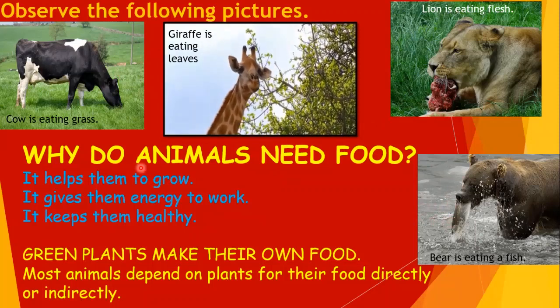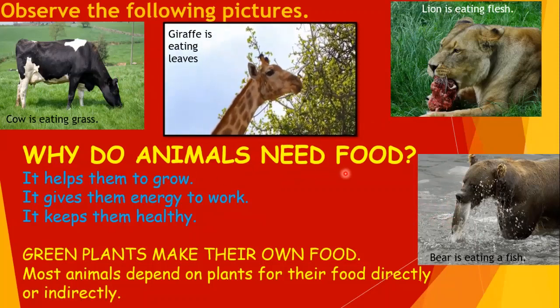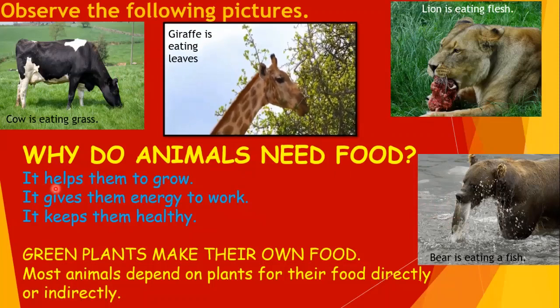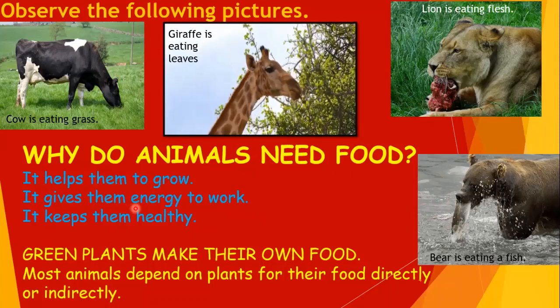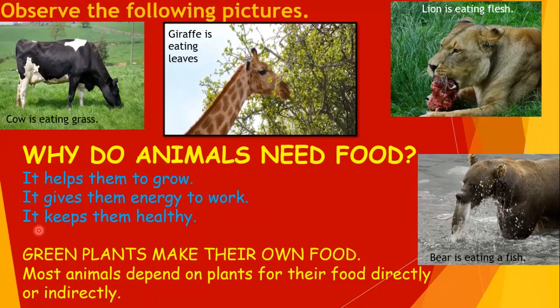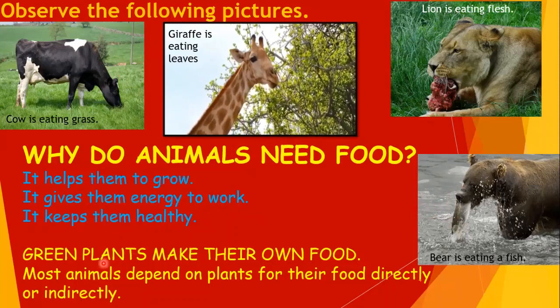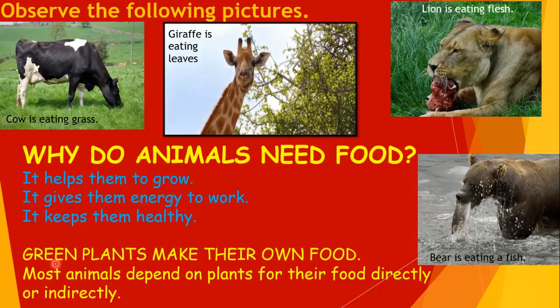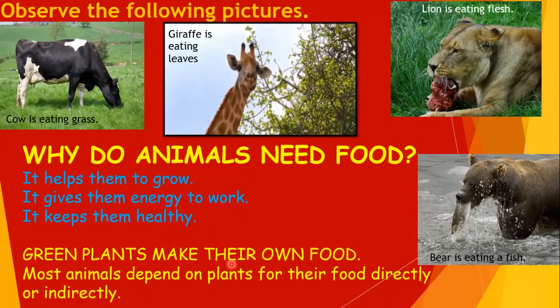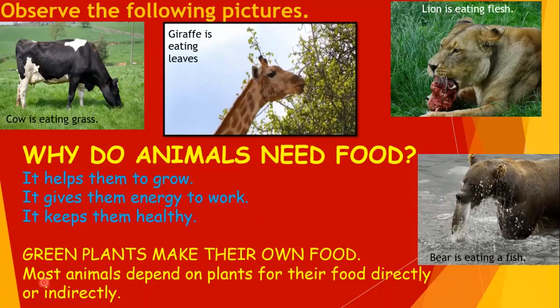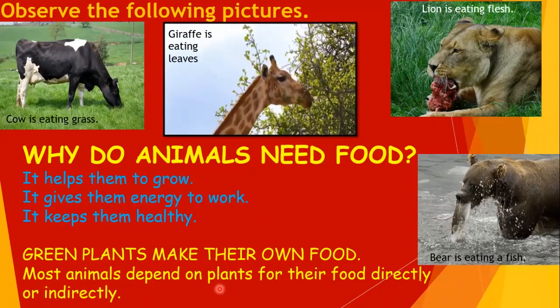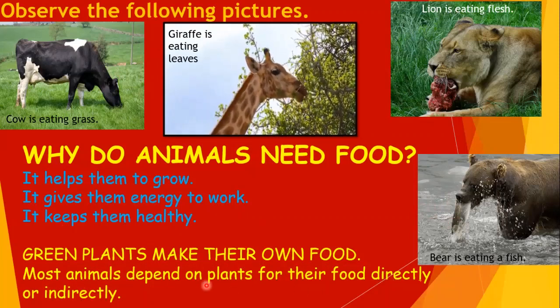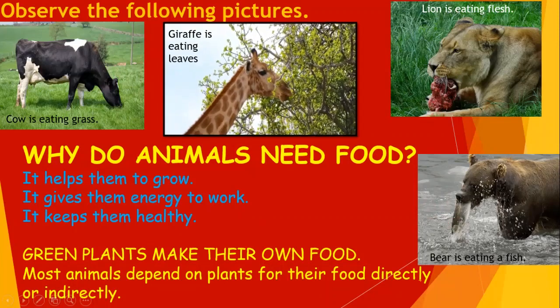Children, why do animals need food? It helps them to grow. It gives them energy to work. It keeps them healthy. Healthy means to stay fit. Do you know, children, green plants make their own food, but animals depend directly or indirectly on plants for food, as they cannot prepare food.